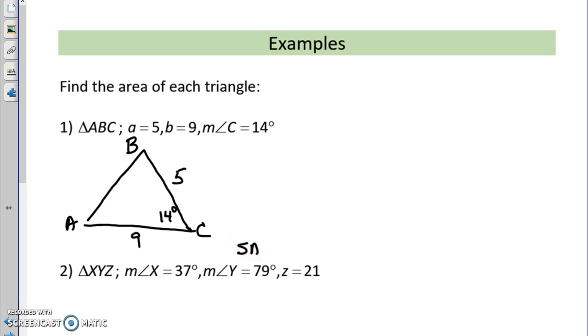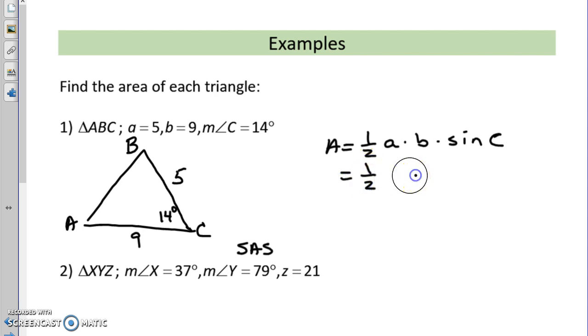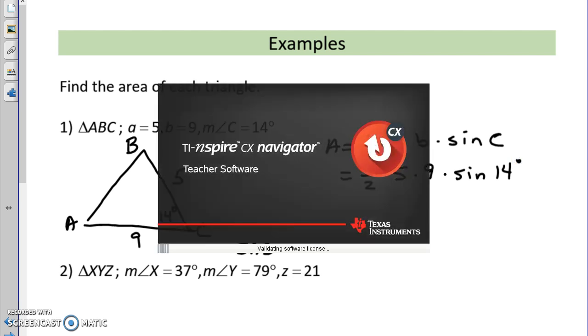Notice that this is an SAS configuration. We have two sides and the included angle between them, so this means that we can use the trig area formula. Area is equal to 1/2 times A times B times the sine of the included angle, or C. And A, our first side length, is 5. B, the second side length, is 9. And C, the angle that's included, is 14 degrees. We can enter all of that into the calculator and get a decimal value fairly quickly.